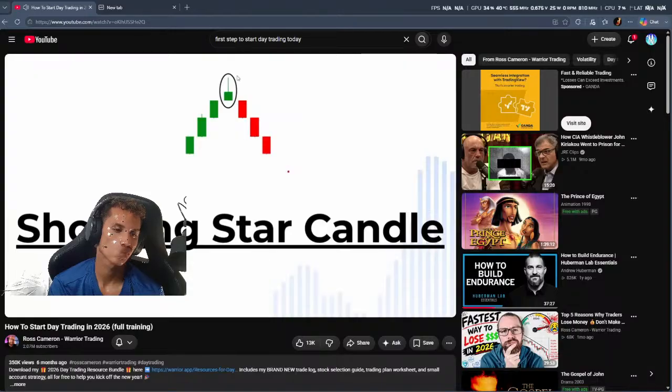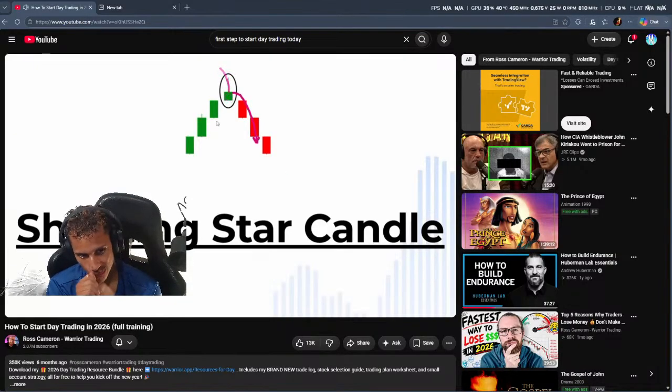So this is a shooting star. Right here, we've got a shooting star, so that's the body with that longer candle wick, and shooting stars come back down. And so a shooting star is indicative of a potential reversal.